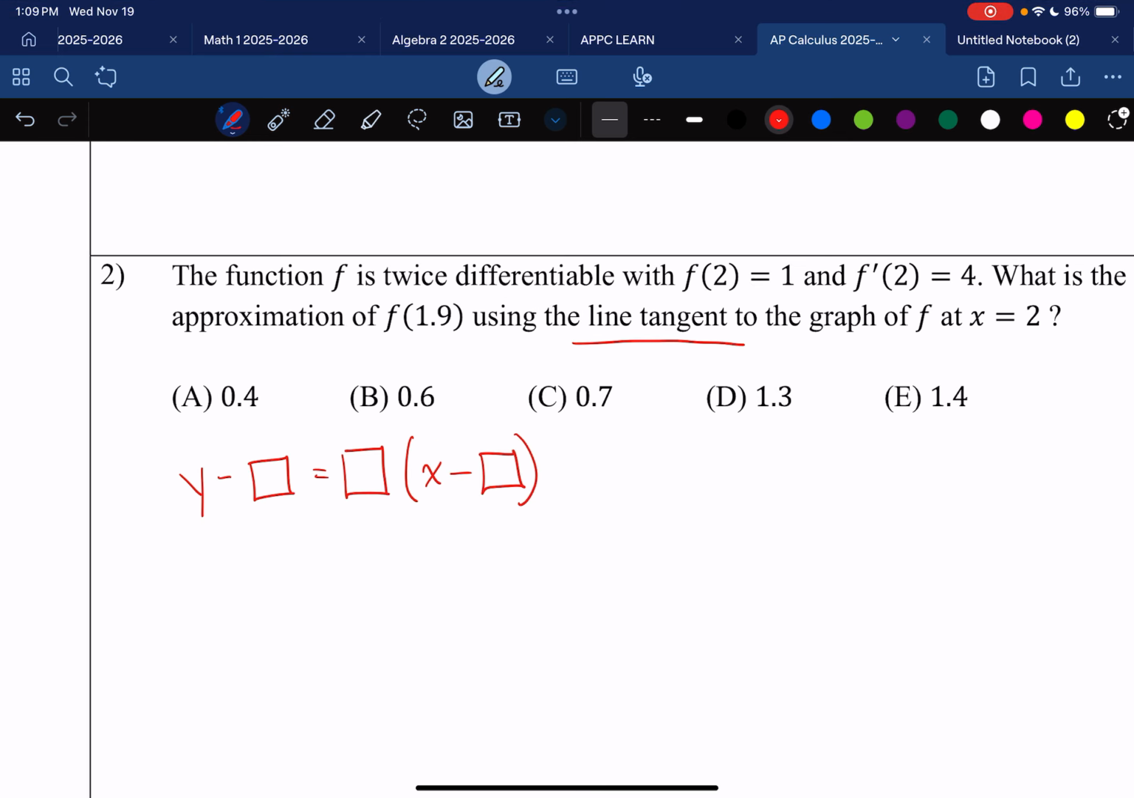All right, it tells us what my x-coordinate is, what my y-coordinate is. I can fill those in right now. My x-coordinate is 2, my y-coordinate is 1. And it even helps me with the slope.